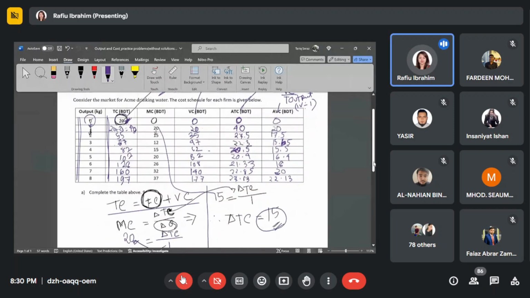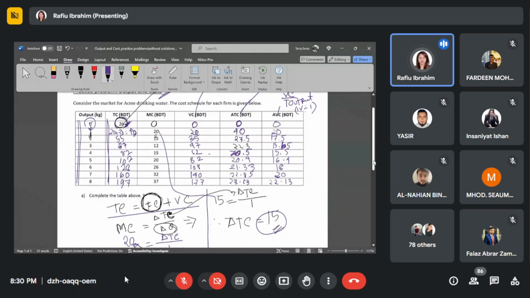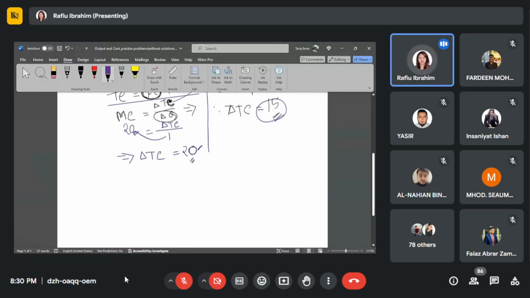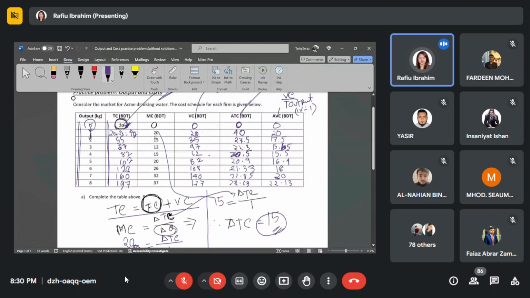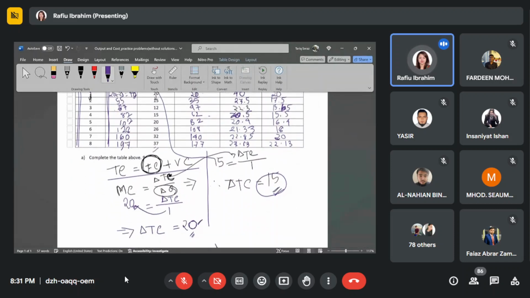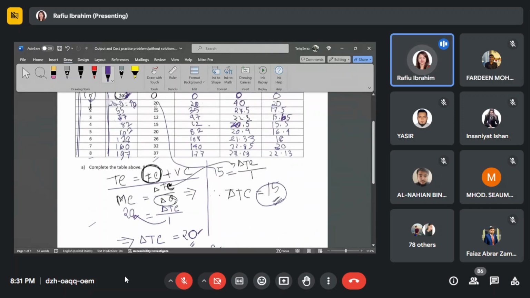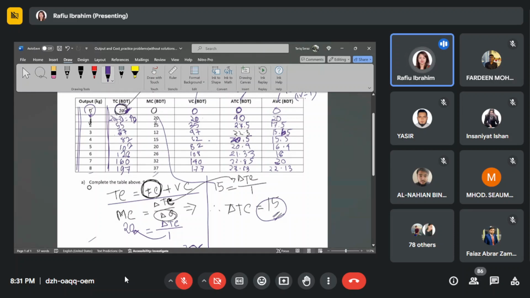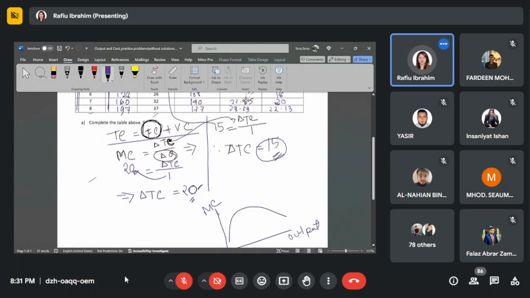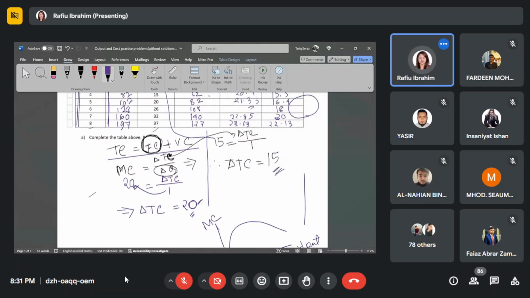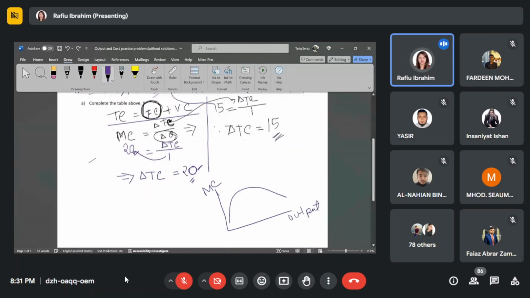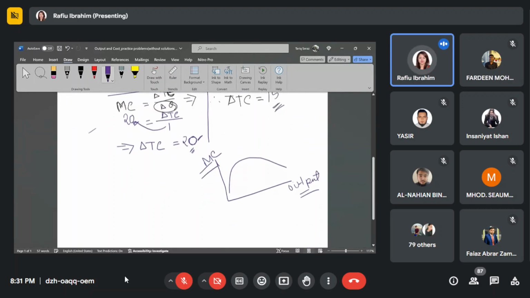So this is how you do it. It is a game of maths. Now, in addition to this question, the question can also ask you to draw the curve, the marginal cost curve. You see the plotted values. So marginal cost is the relationship with output. Output goes on the x axis and marginal cost on the y axis, and you draw the marginal cost curve. Always remember, output will always be on the x axis and cost will always be on the y axis.